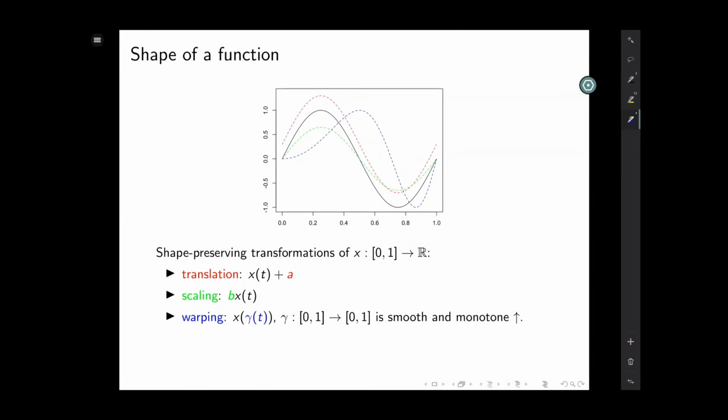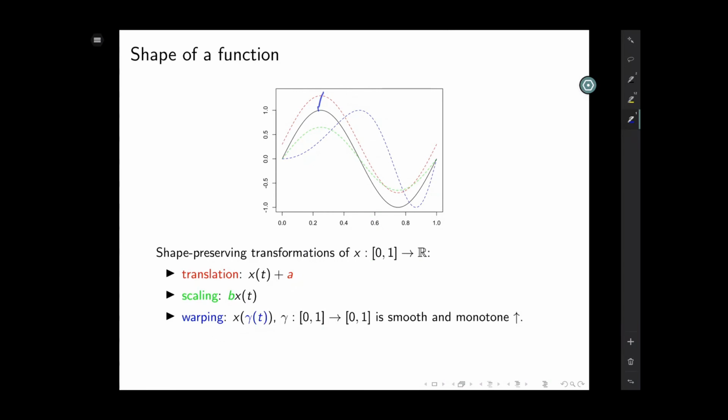So what I mean by a shape of a function. If I start off with the function x, which is the black curve, and I translate it by a constant, real valued variable a, then all I'm doing is just shifting it up. But I preserve the S-shaped or the inverted S shape of this function. The same thing happens when I scale it by a constant, the green curve. The S shape does not really change.